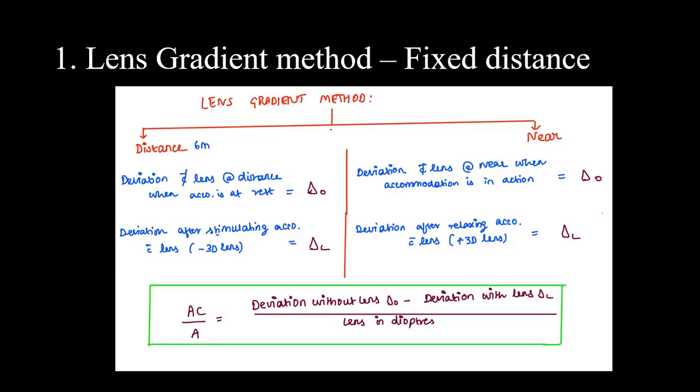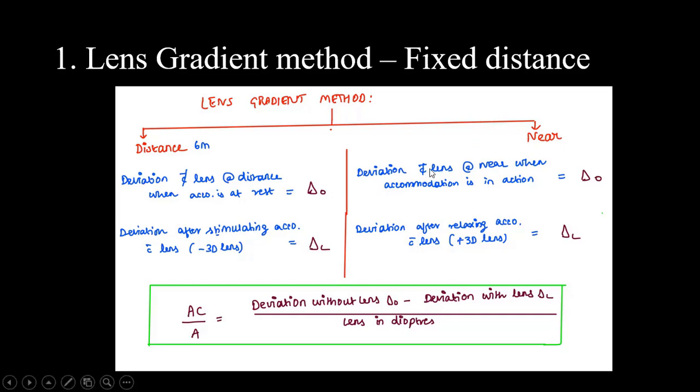In the lens gradient method, it can be done for distance or for near. For distance, we have to measure the deviation without the lens at distance. At distance, we're not going to accommodate, so whatever we measure without the lens will be the deviation where the accommodation is at rest. To stimulate accommodation, as we already saw, we use a -3 diopter lens. After placing the -3 diopter lens, we again see the deviation. That will be the deviation with the lens.